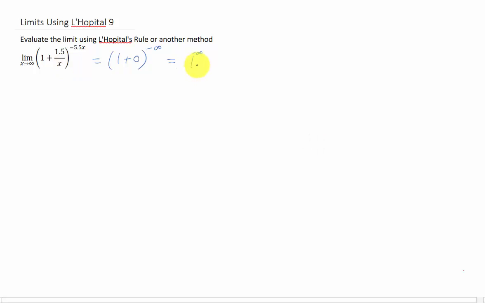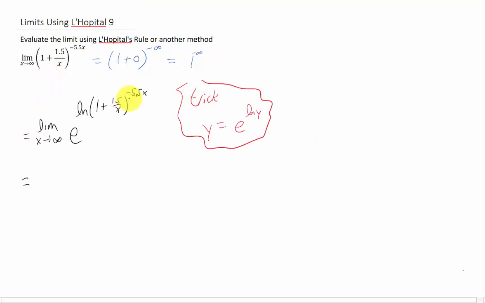It is not a form that L'Hopital's rule can deal with directly, though, so we need to do our trick again. We are simply going to rewrite this limit. And the reason that we do this is to take advantage of the property of logarithms that says we can take this power on this argument of the logarithm and bring it out in front of the logarithm.